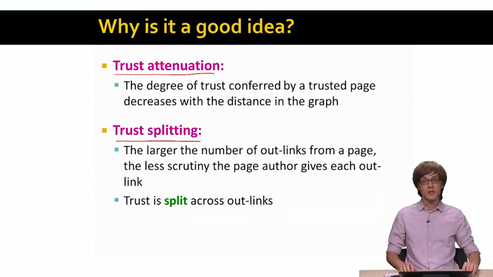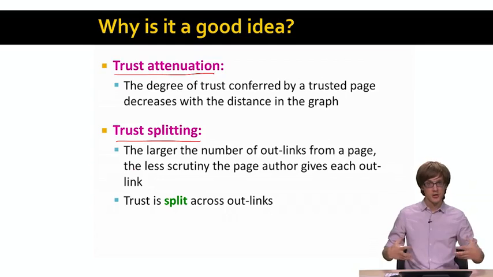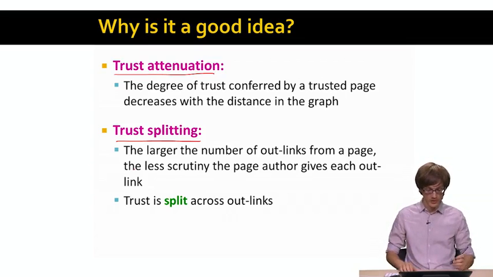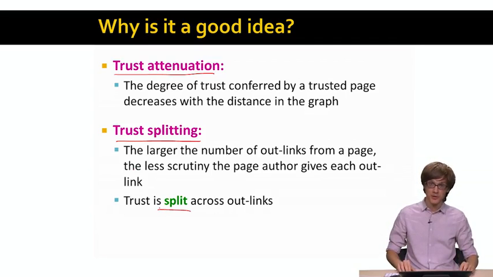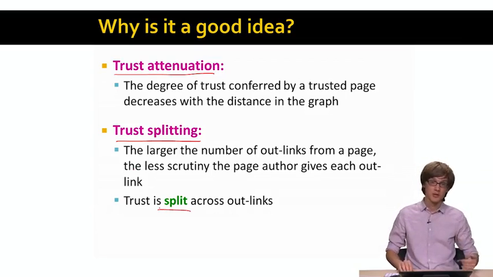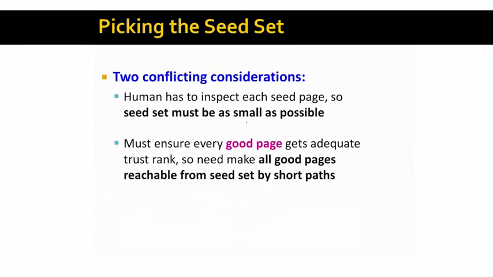In a sense, what this means is that if a page has lots of trust but then has lots of outlinks, then this trust gets split into small chunks and distributed over the target pages, right? And this is exactly what is happening in the topic-specific PageRank, with the trusted set of web pages being the teleport set. So now let's quickly discuss how we go in practice to pick a seed set.